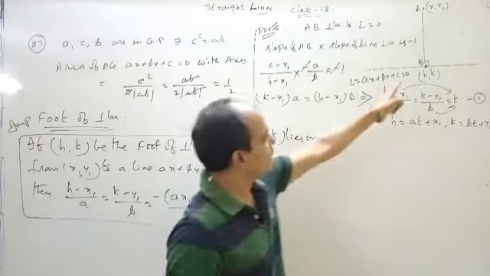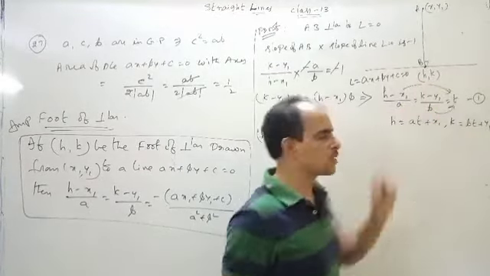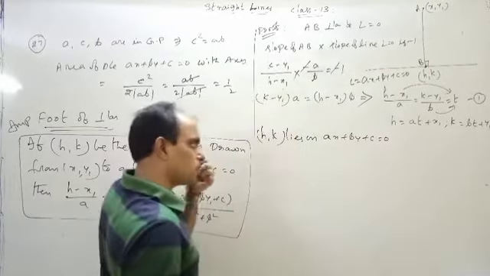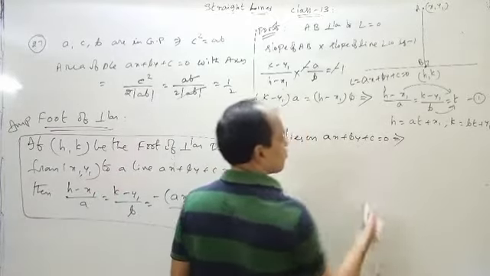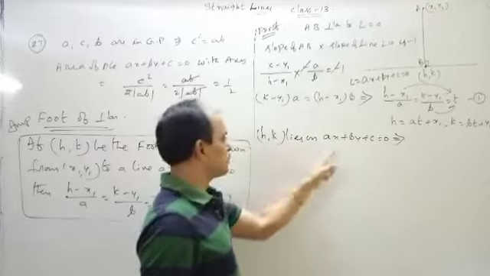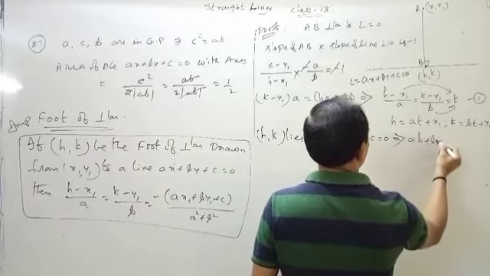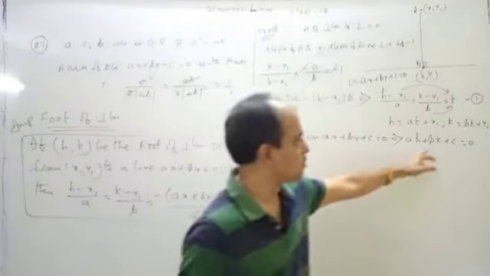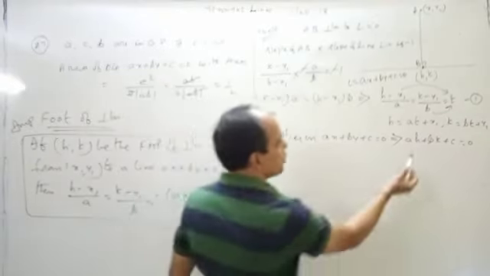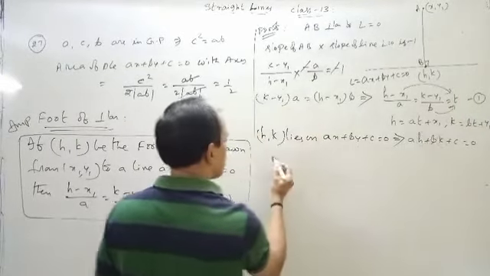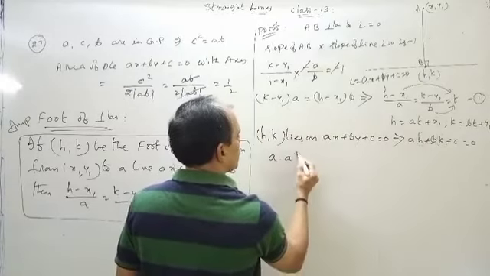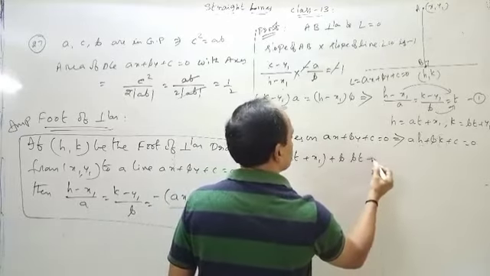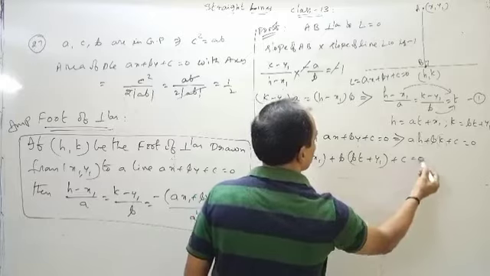But h comma k lies on, you see the diagram, h comma k lies on the line ax plus by plus c is equal to 0. That means this point lies on the line. So you substitute the point here. That is ah plus bk plus c is equal to 0. So you replace h comma k: a of h means at plus x1, plus b of k means bt plus y1, plus c is equal to 0.